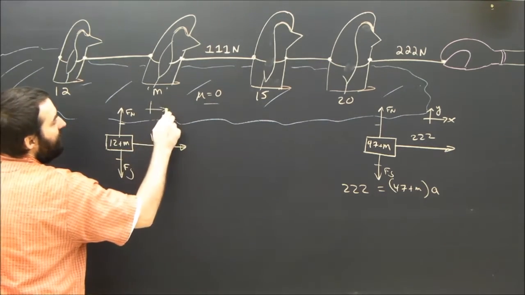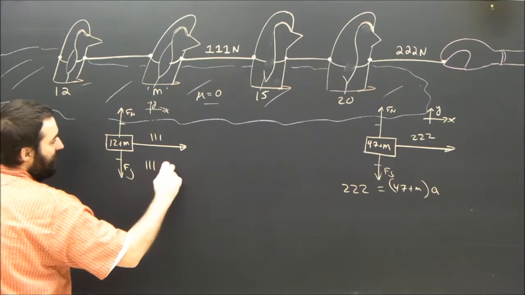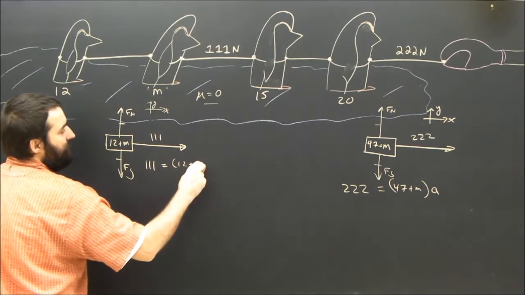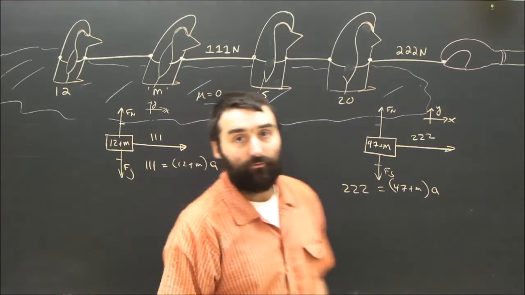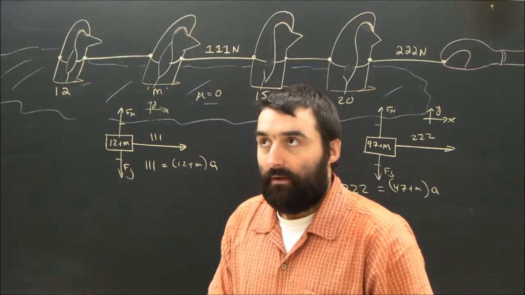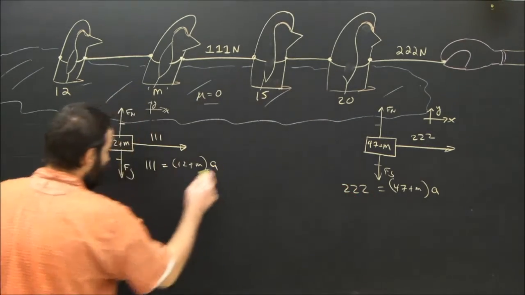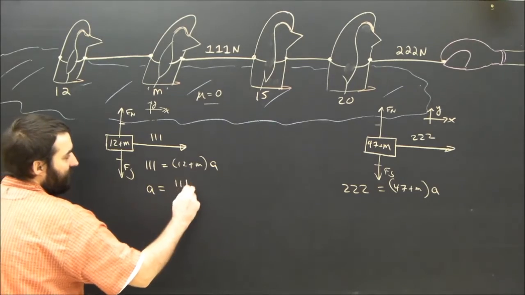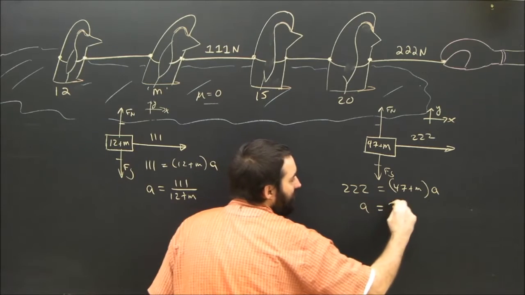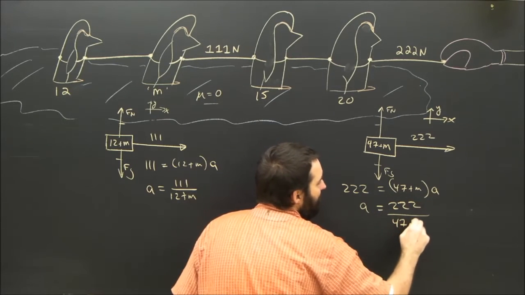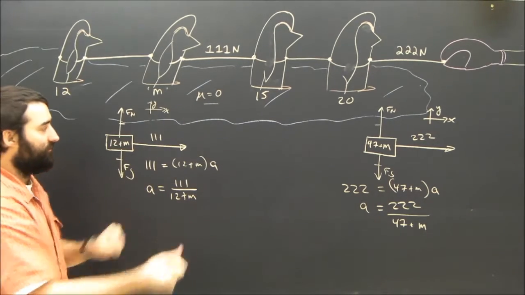X is to the right, Y is up, just like the other one. So I can say 111 minus nothing equals 12 plus m times a. And now I have 2 equations and 2 unknowns. So I know I can solve it. There's a lot of possible ways to do that. I think the easiest one will be to rearrange each for the acceleration. The acceleration is 111 over 12 plus m. And the acceleration over here is 222 over 47 plus m. They all have the same acceleration, assuming that the ropes don't stretch or anything.